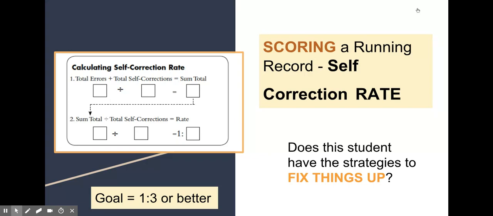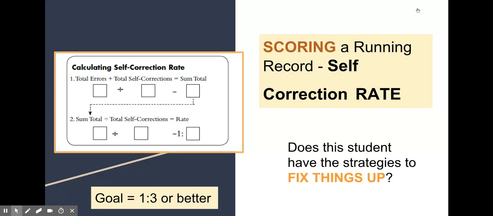The way to think about this is that we look at the times the student goofed and did not fix it, the total errors, and we add the number of self-corrections, the times they did fix it, to get the total number of times that they had an opportunity to fix things. Then we divide the total number of times they had an opportunity to fix things by the number of times they actually did fix things to get the right side number in a ratio. So they fixed up 1 in however many errors.